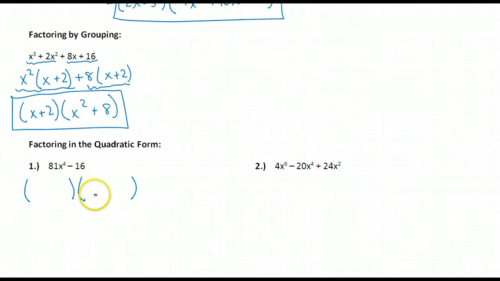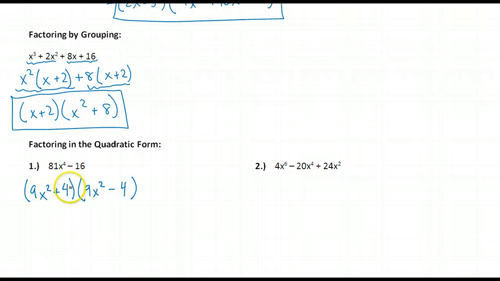So the first two terms have to multiply together to give me 81 x to the 4th. Well, in this case, it's going to be 9x squared and 9x squared. 9x squared times 9x squared gives me this 81 x to the 4th. And my last two terms have to multiply together to give me 16. So I'm going to pick a 4 and a 4. And it has to be a negative 16, so I need a positive 4 and a negative 4. If I FOILed this back out, I would end up with this polynomial.